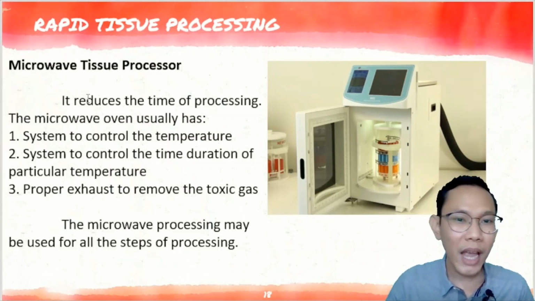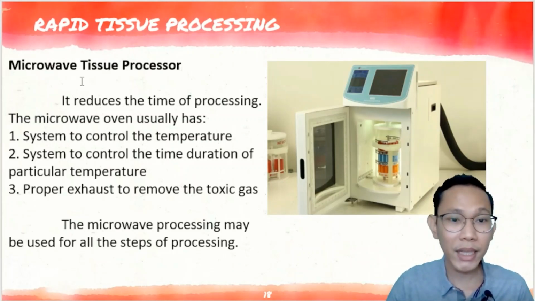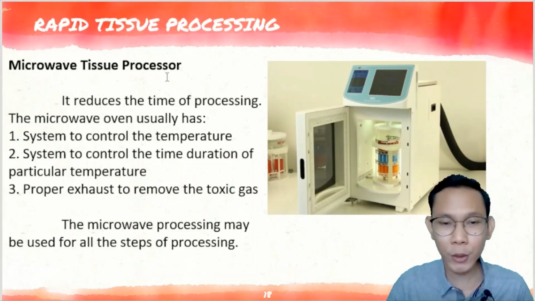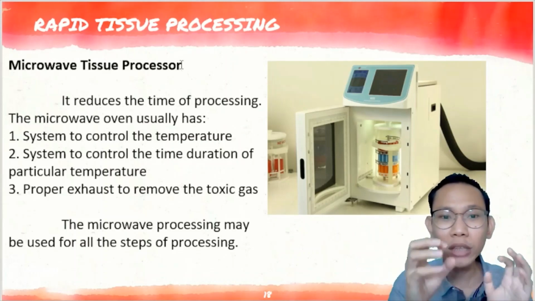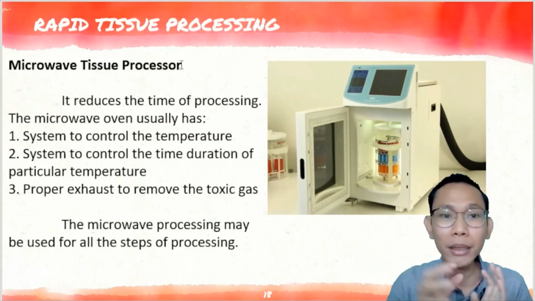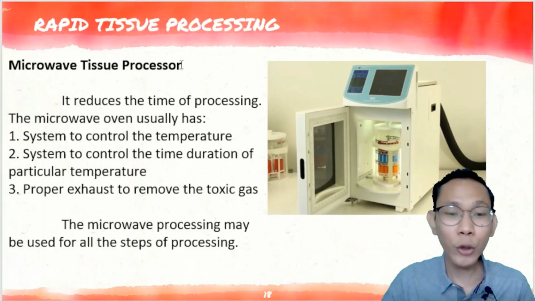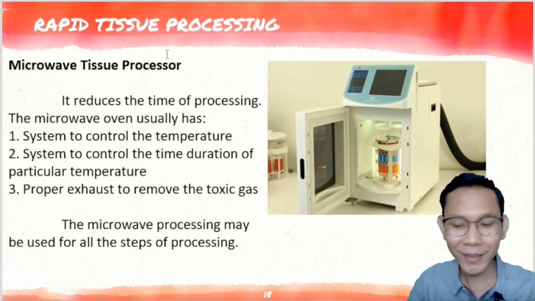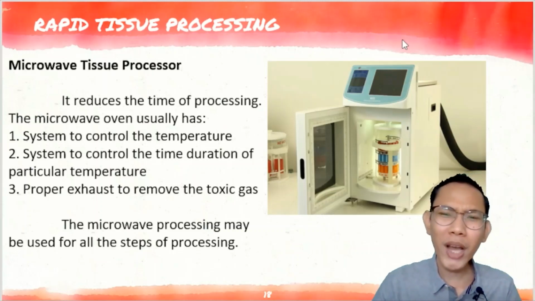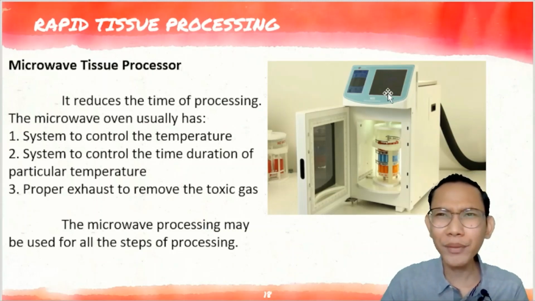Pag gumamit tayo ng rapid tissue processor, specifically your microwave tissue processor, nililessen na yung steps. It does not necessarily be na dapat 3 palitan ng ating dehydration, 3 palitan ng ating graded alcohol, but here, it can lessen your steps. That's why it is na rapid tissue processor. Di ba ang galing? Hindi pa ako nakakita ng microwave tissue processor.